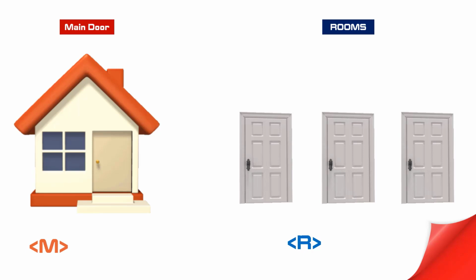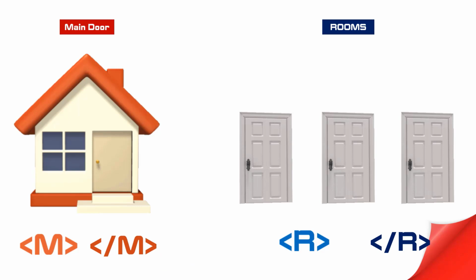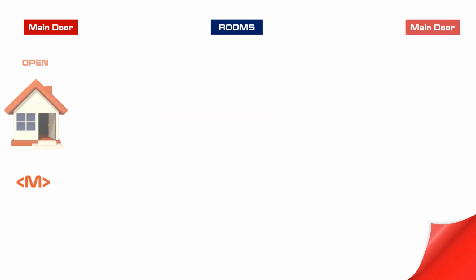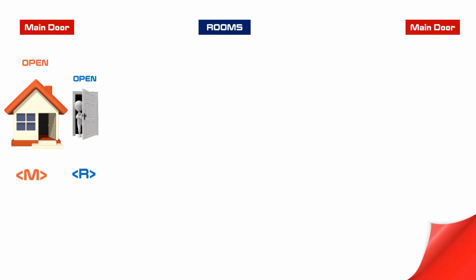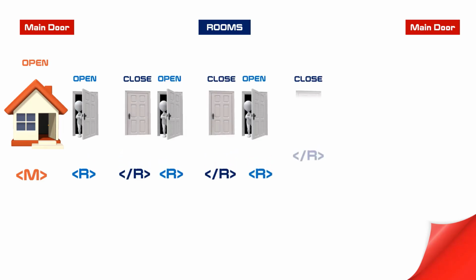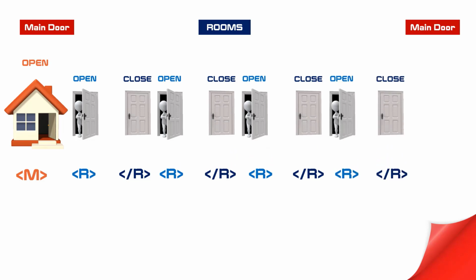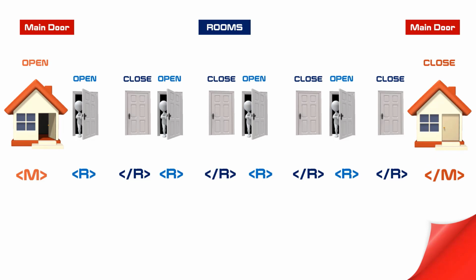For simplicity, I will use the symbols M to represent the main door and R to represent the rooms. Any other symbol can be used. A tag is in a set of angular brackets like this. A closing tag also has a /. Let's apply that concept of exploring a house. Open the house main door, then open a room, close the room, open the next room, close it, and keep doing this until finally you close the main door of the house.